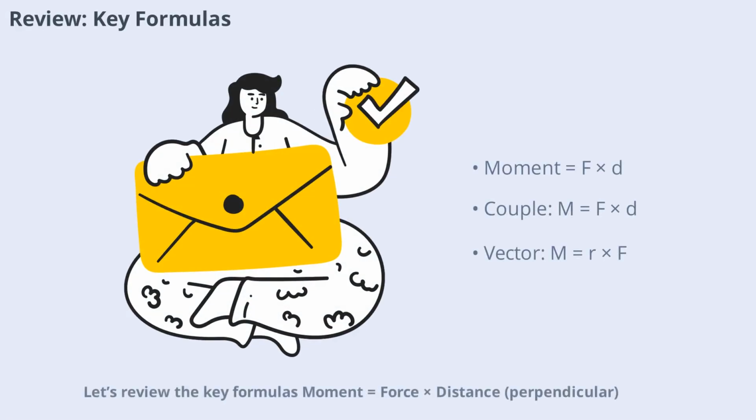Let's review the key formulas. Moment equals force times perpendicular distance, and for couples, moment equals force times distance between forces. In vector form, moment equals r × F. For equilibrium, the sum of clockwise moments equals the sum of anticlockwise moments. Mastering these formulas is crucial for solving a wide range of engineering problems.